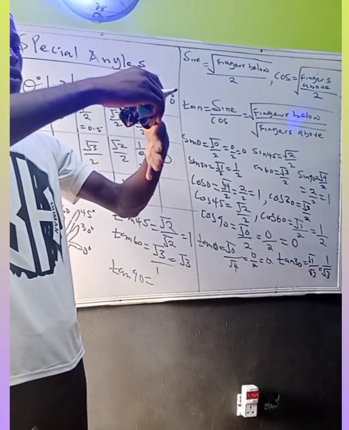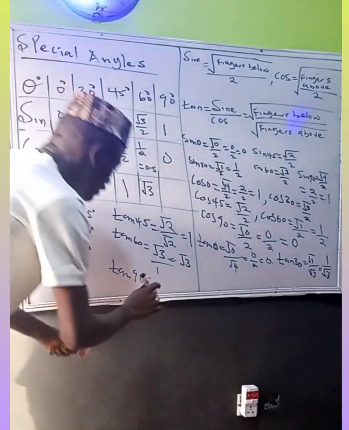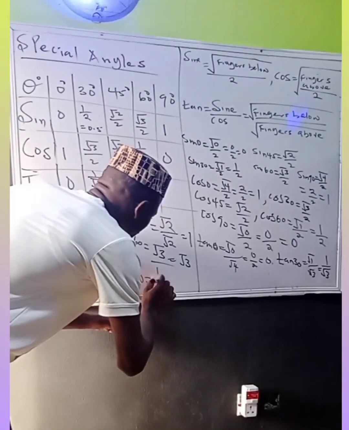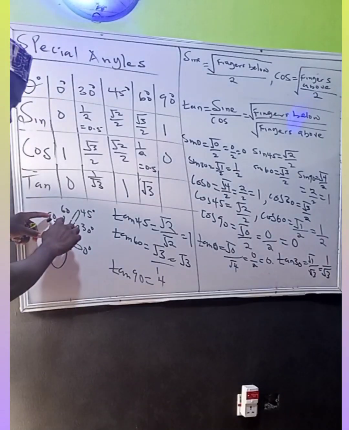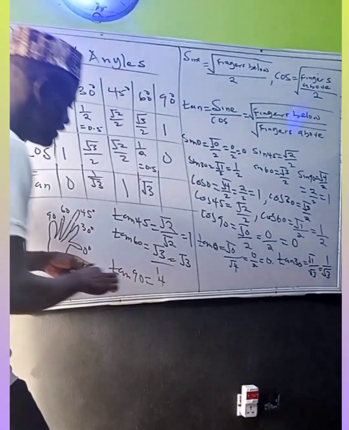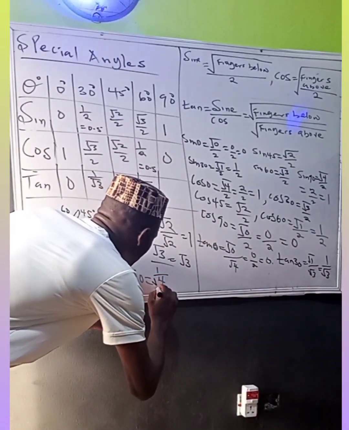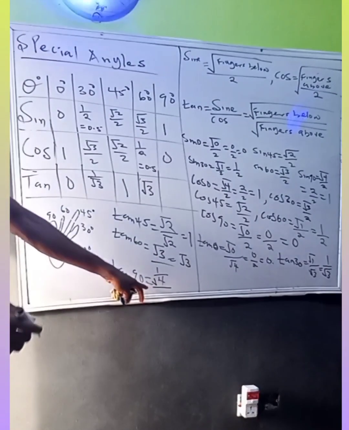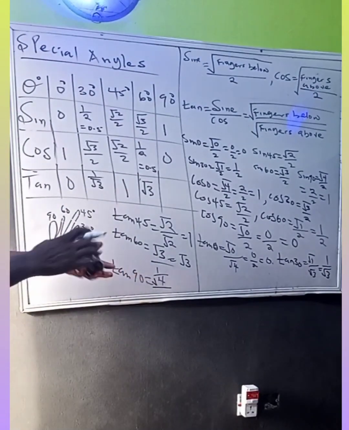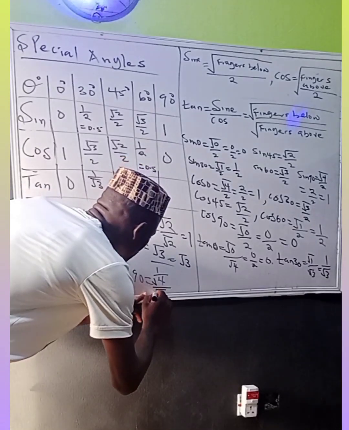The last but not the least, tan 90. For 90, how many fingers do we have below it? We have 4 fingers. Look at it now: 1, 2, 3, 4. 4 fingers. Then, the square root of 4 divided by, how many fingers do we have above it? Above it, there is no finger. So we're going to have square root of 0.